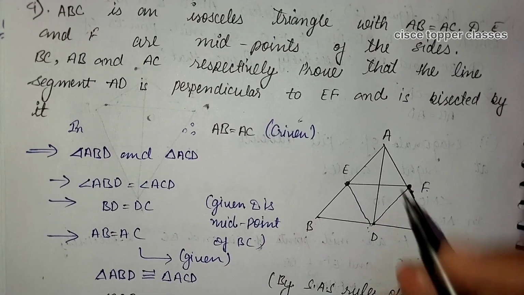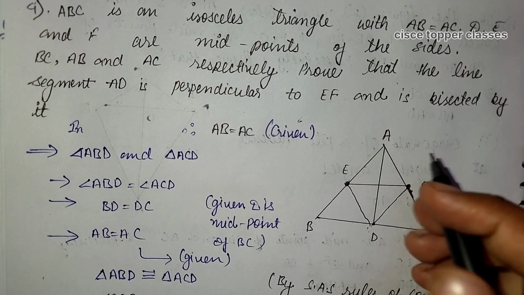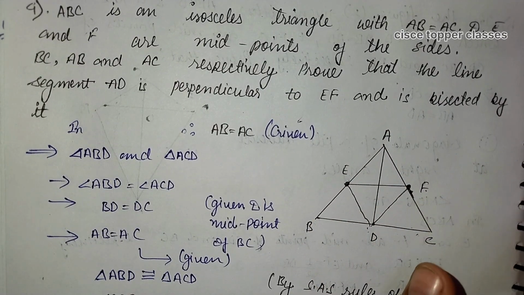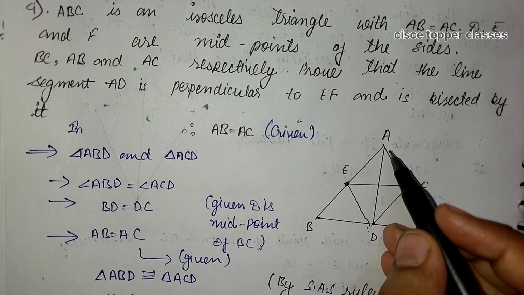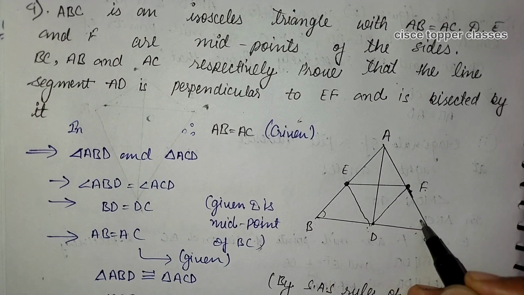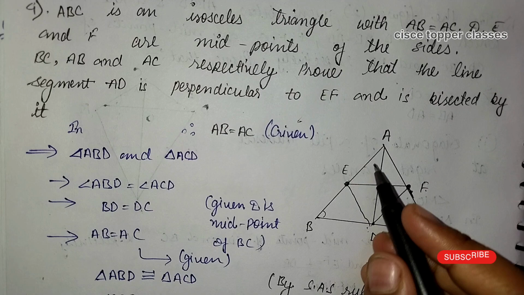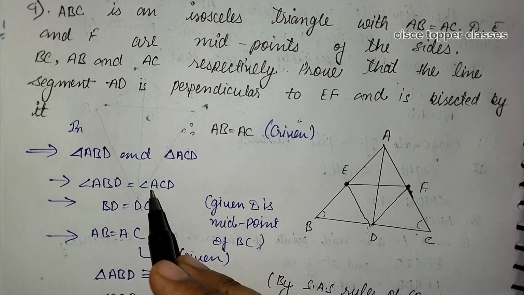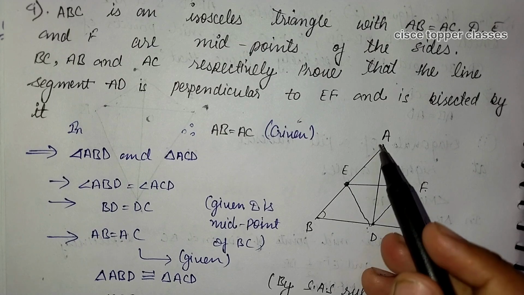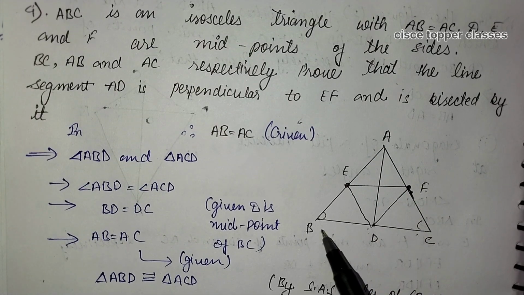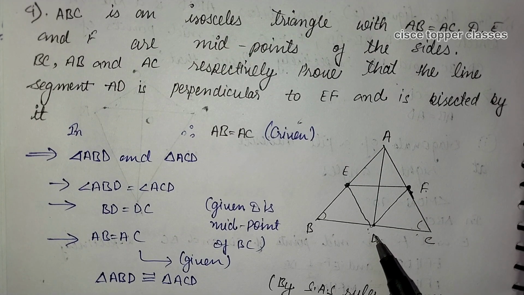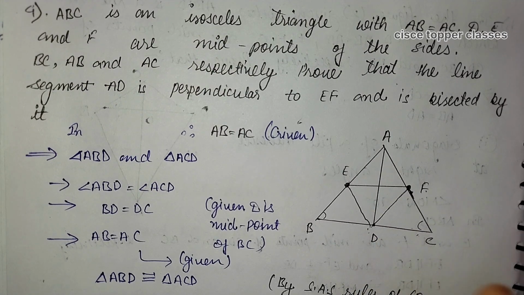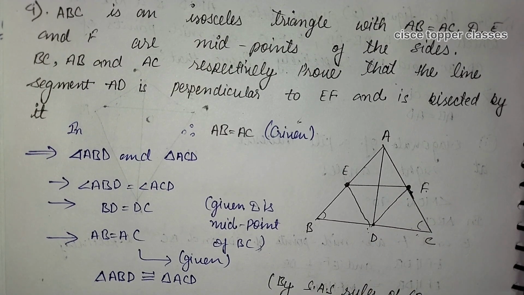So to prove this, we have given that it is isosceles, so firstly we will take the triangles ABD and ACD. In that we will prove congruency. In this we can simply say that this angle is equal because of isosceles triangle: opposite angles of equal sides are equal. So here we have written that angle ABD is equal to angle ACD, and BD is equal to DC because D is the midpoint of the line BC, and AB is equal to AC because of isosceles triangle, which is given to us here.